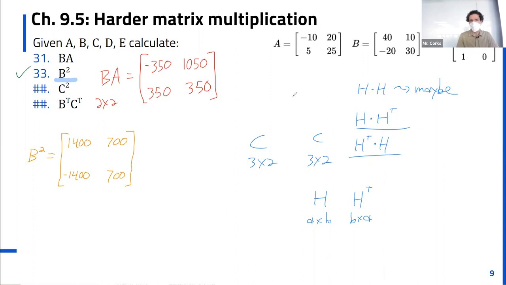Okay, so for any matrix H, squaring a matrix doesn't always work. If you multiply it by a transpose of itself, that will work, but not squaring.